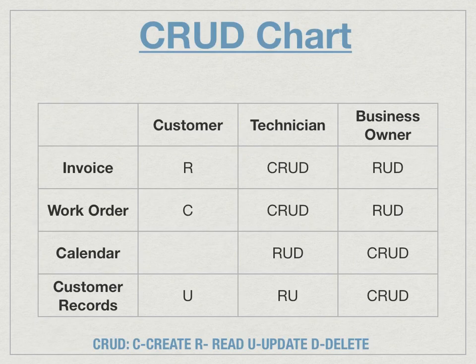So now we have our CRUD chart, which stands for create, read, update, and delete. The customer, their only responsibility with the invoice is that they read it. They get their copy of it and they're able to look at it and read it. They can't do anything else with it. In the work order, their only function is they have a hand in creating it because they are providing the information. They have nothing at all to do with the calendar.